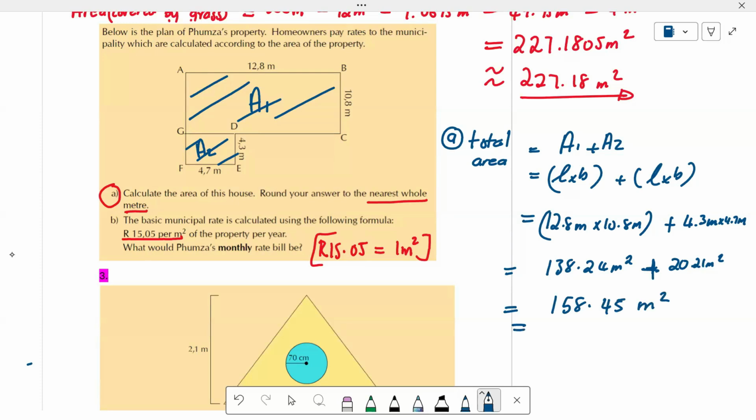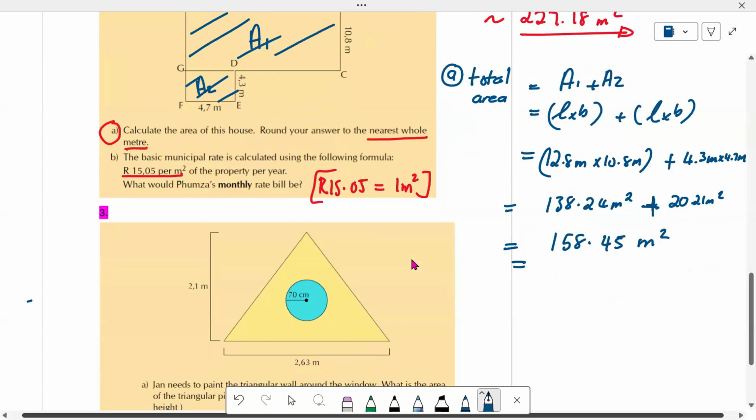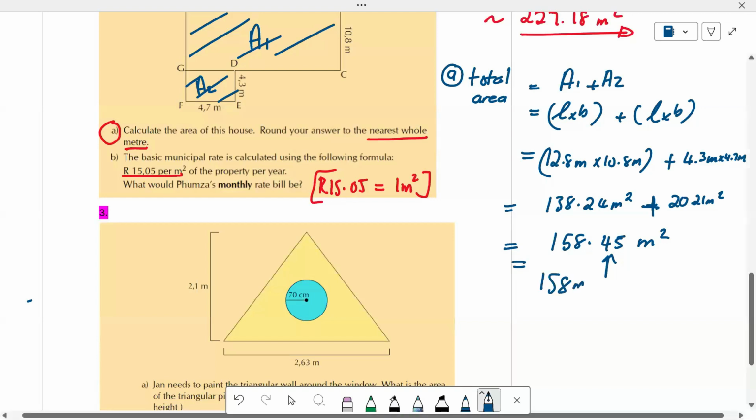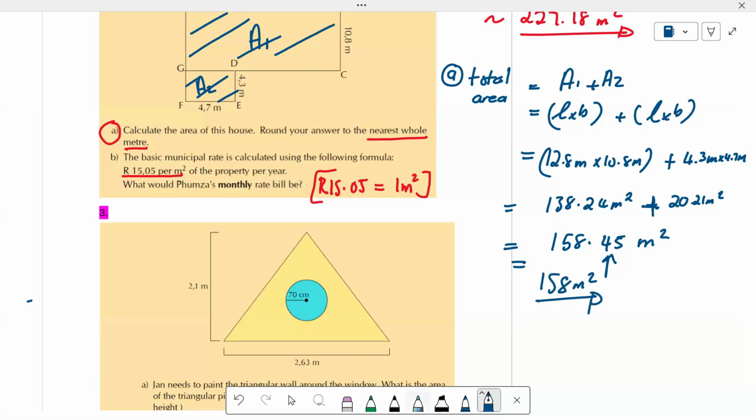Remember, they said to the nearest whole number. So what number are we going to look at to help us determine what the whole number should be? The number 4. The number 4 tells us that we can round down because it's below 5. So we're going to leave it as 158. 158 meters squared. Well done.